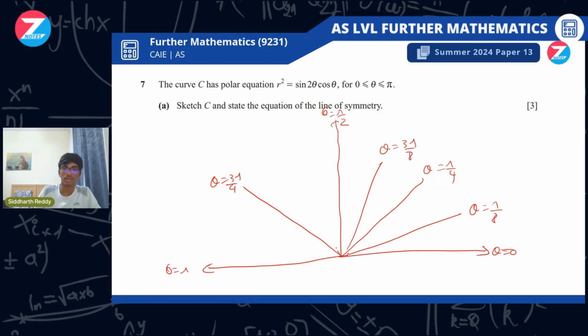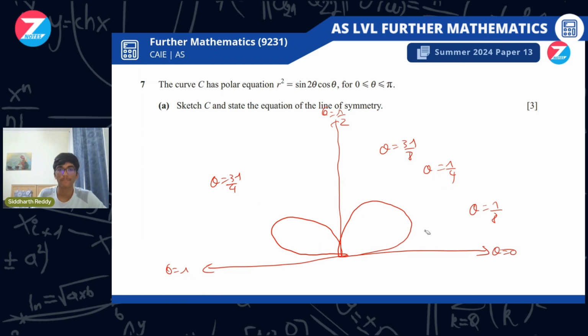So you just want to input like that and kind of look at what it looks like. So I've already done this, so I'll just go ahead and draw it. So it looks something like this, and it's actually symmetrical across this line. Theta is equal to pi by 2. So the line of symmetry is theta is equal to pi by 2.